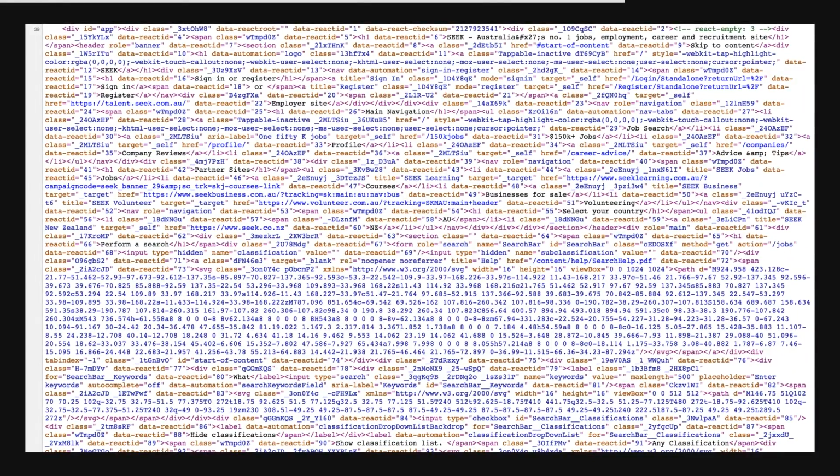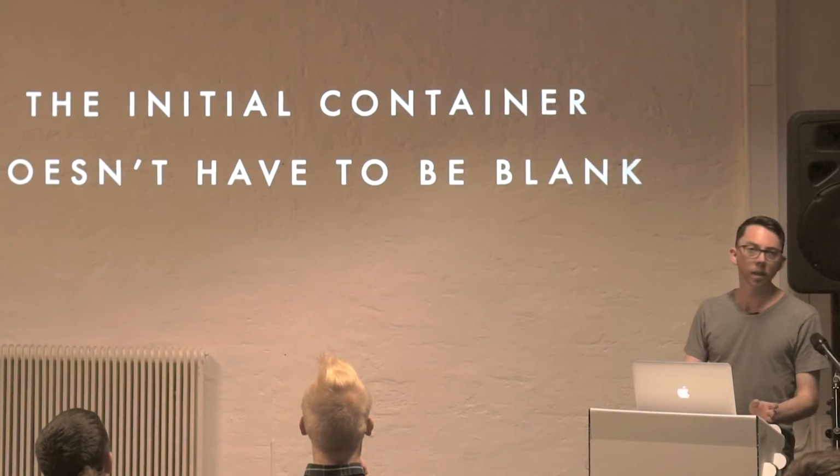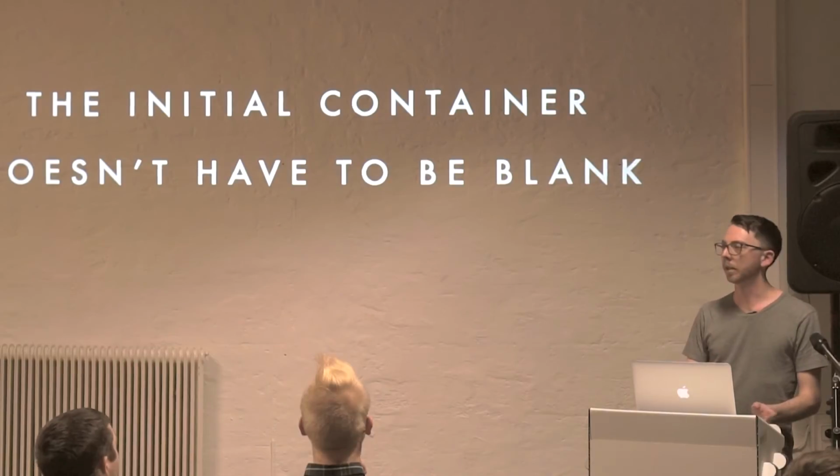So if you look at the source code for this site in production, of course you get the usual output from React, all wrapped in a div ID app in the corner there. And the static version is essentially the same, just like that. There's no pre-rendered content, it's just an empty div. Now, the initial container doesn't have to be blank. That just makes things a lot simpler.